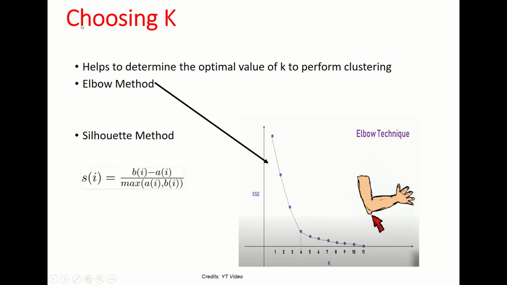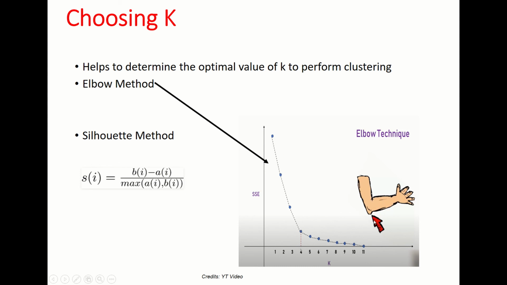I have already told you about choosing the k. You can choose the k very randomly. Otherwise, other methods are the elbow method and the silhouette method. There are different types of methods. The elbow method we have already seen in PCA. So we have a set of data points here, and this is your elbow method.